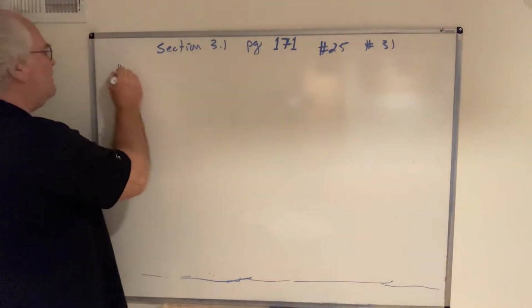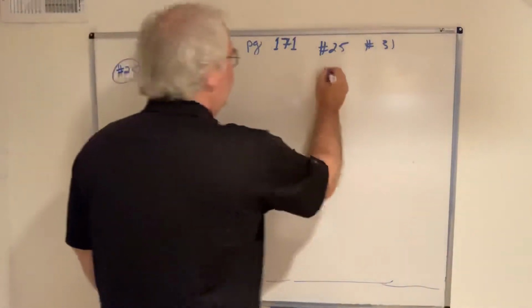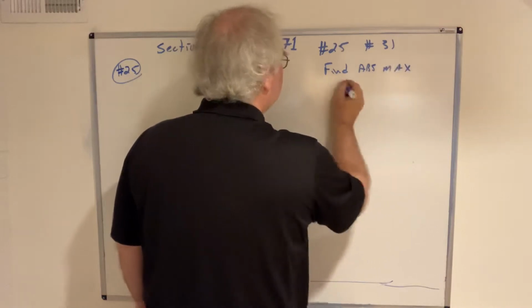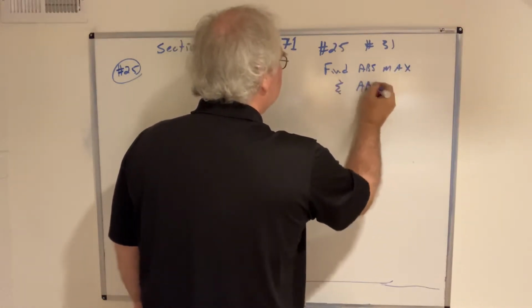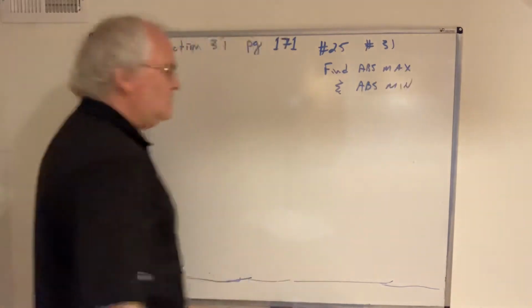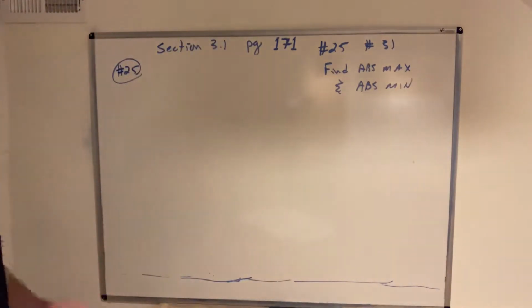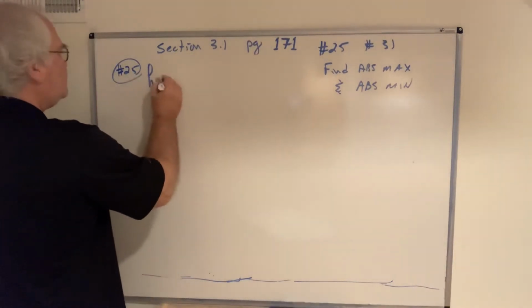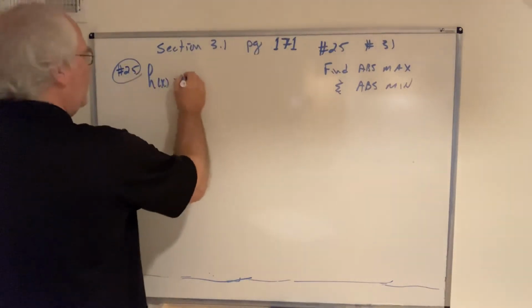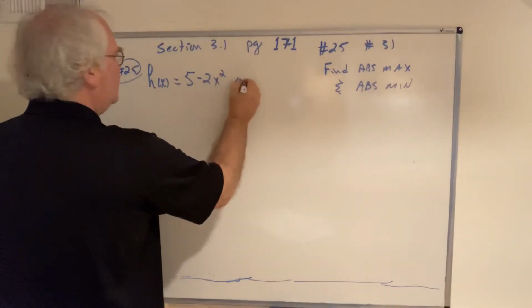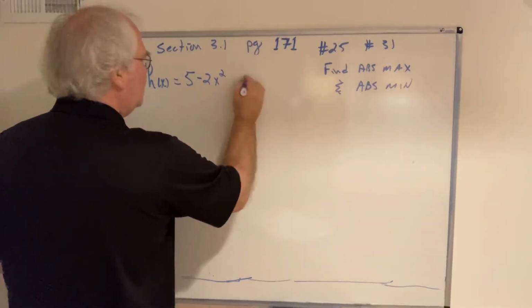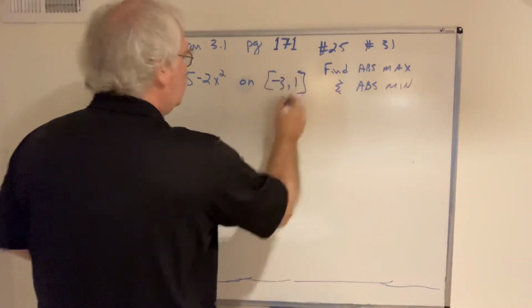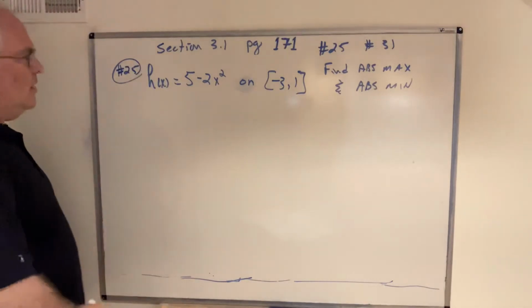So number 25. Again, what we're doing is finding the absolute max and the absolute min for the functions on the interval. So we'll be given a closed interval here. Number 25, we have h of x is given to be 5 minus 2x squared on the interval from -3 to 1. All right? So we're going to do the process.